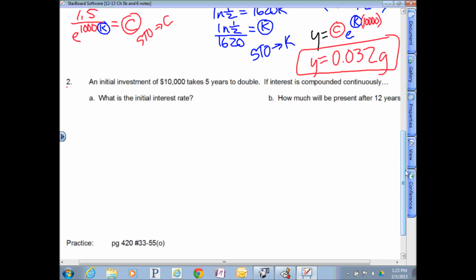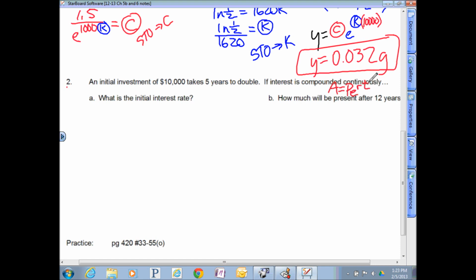All right, second one. Initial investment of $10,000 takes 5 years to double. If interest is compounded continuously, what's my initial interest rate? So it's interest compounded continuously. A equals P e to the r times t. Or for those of you playing along at home, that's the exact same equation as the one we used above. y equals C e to the kt. A is your final amount, P is your initial amount, r is your rate, t is your time. So what's my initial interest rate?